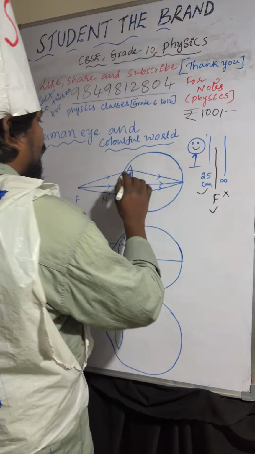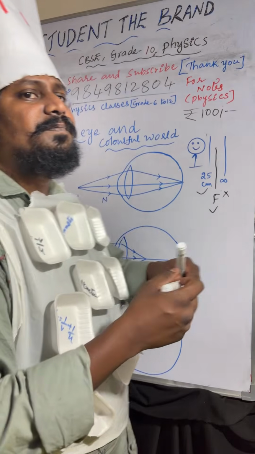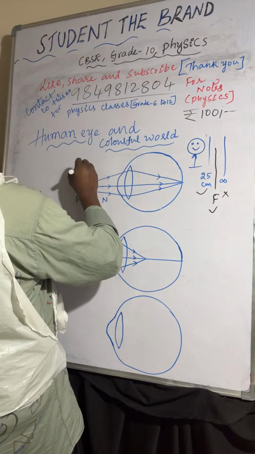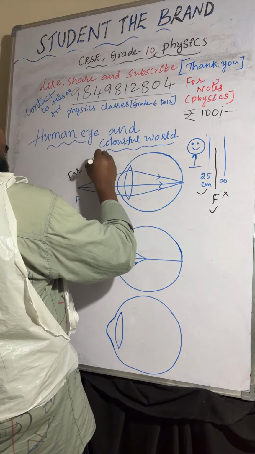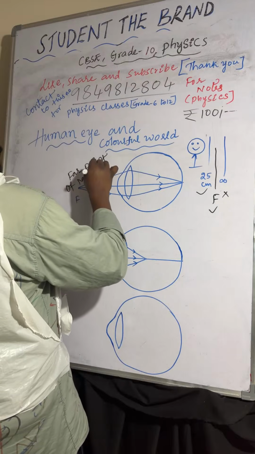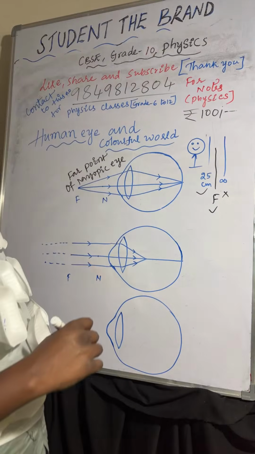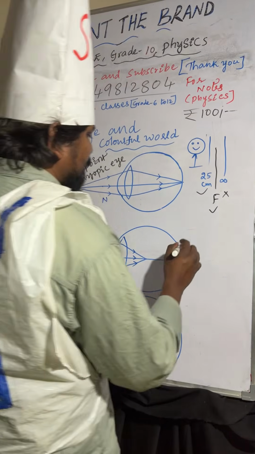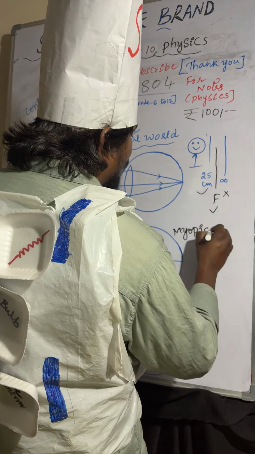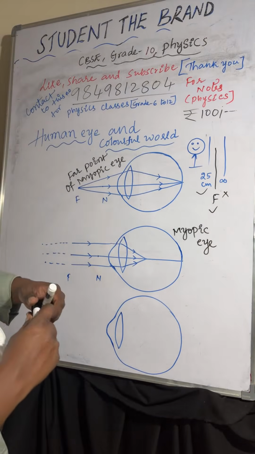Check once here. So what is this point? What is this diagram name? Far point of myopic eye. What is this one? Far point of myopic eye. Yes or no?